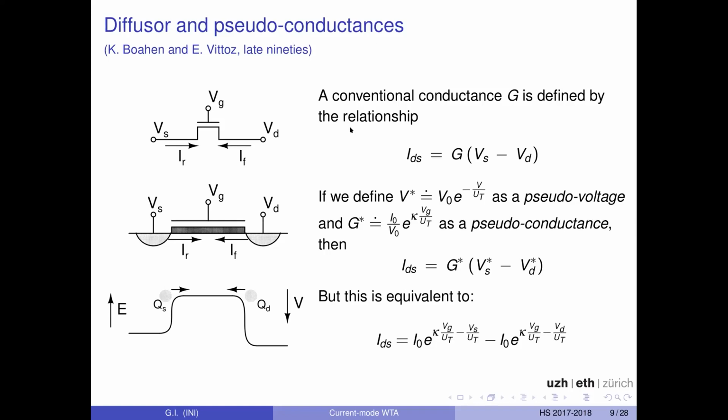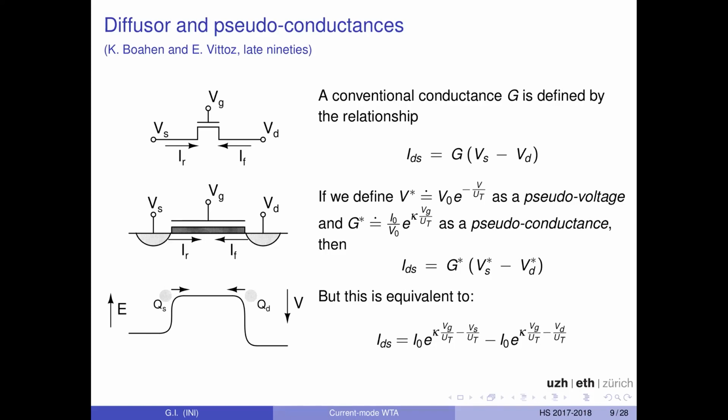So let me just tell it to you. It's IDS is equal to I0 e to the kappa Vg minus Vs divided by UT. That's the standard one, like the one that we have down here, times 1 minus e to the minus VDS over UT. That's the full equation.